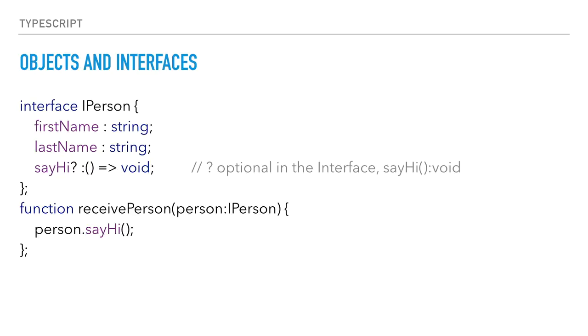Now if we want to pass a person as a parameter in a function, TypeScript is again a type system, so we can say we will receive a person of type IPerson. And from there, we can use features like autocomplete. Inside, we can say person, then use autocomplete from the IDE, and it will write the final code that is sayHi.